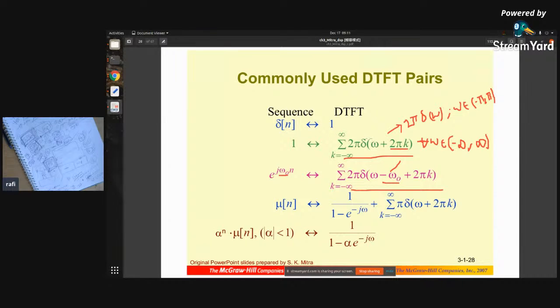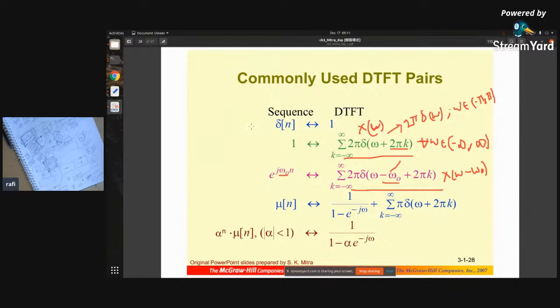If you treat this as X of omega, this will be X of omega minus omega naught. The only difference is wherever omega is there we have kept omega minus omega naught. That means it has shifted by omega naught units. So that is the frequency shifting property. We will see the frequency shifting property of this DTFT in the properties.